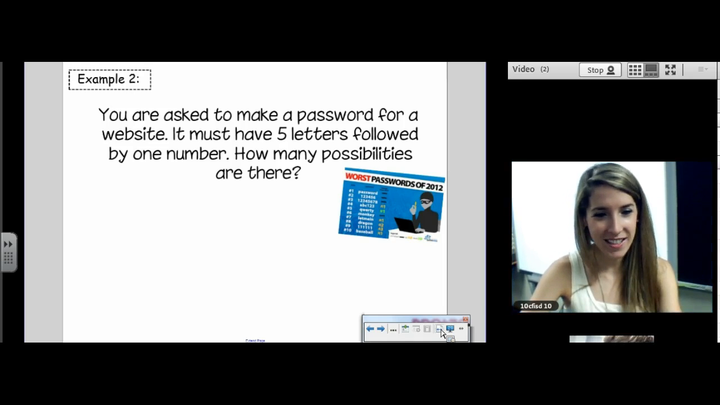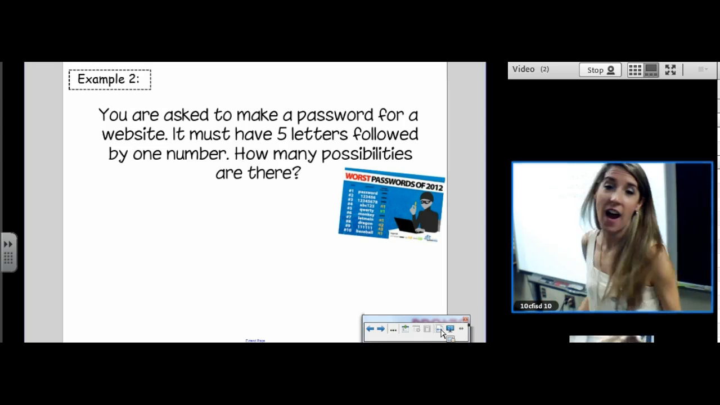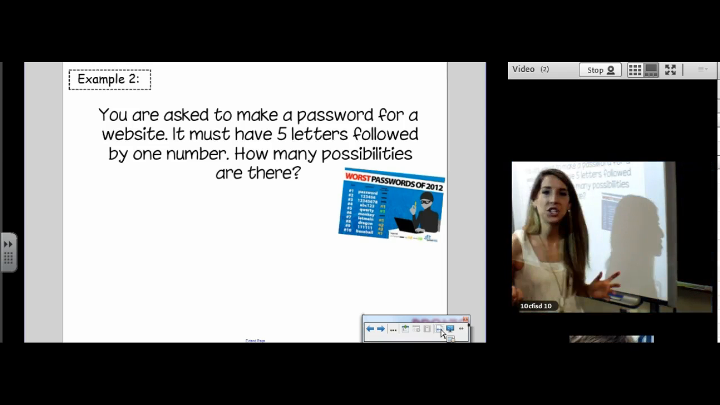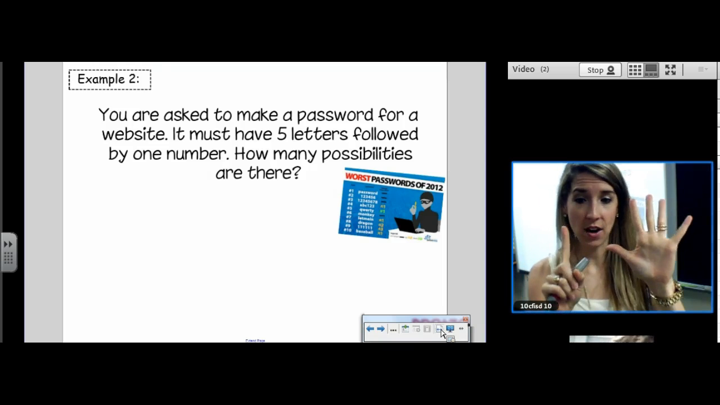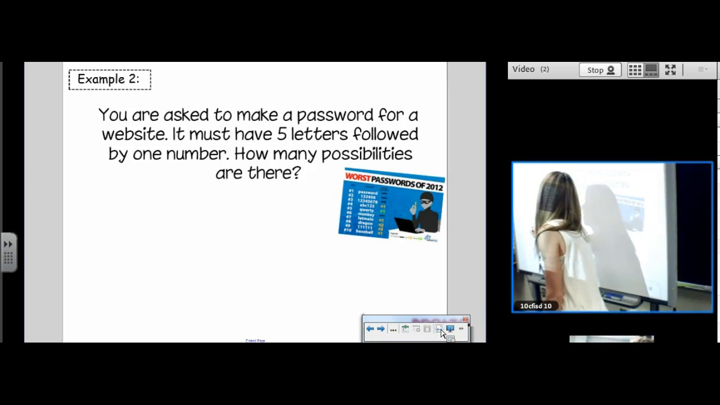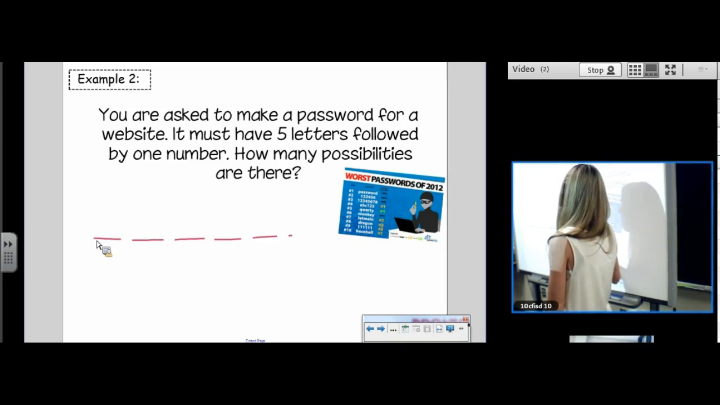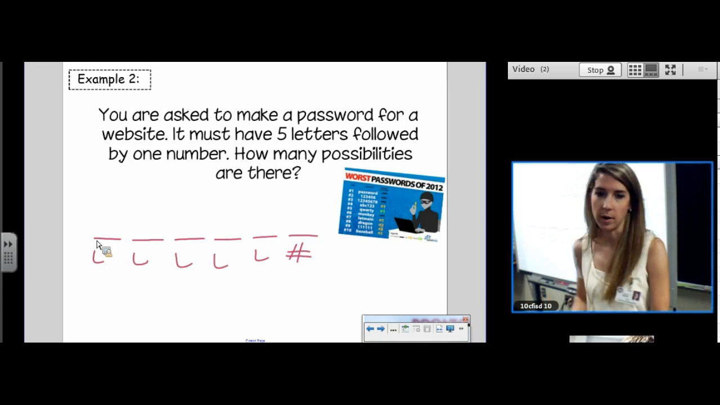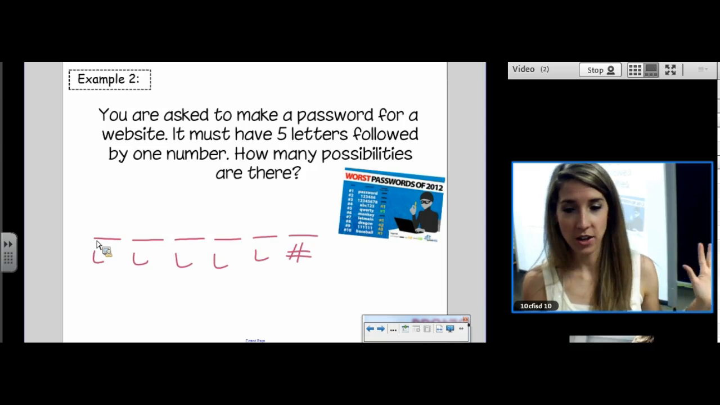It's okay. Good question. You're thinking. That's all I want. So here's how I look at it. You might look at it in a different way. But how many characters are going to be in this password? There's going to be 6 characters, right? Because 5 letters, 1, 2, 3, 4, 5 letters and 1 number. So this is letter, letter, letter, letter, letter, followed by a number. Let's take it 1 character at a time.